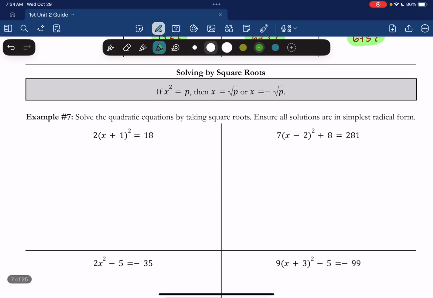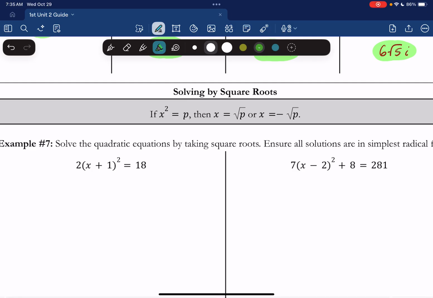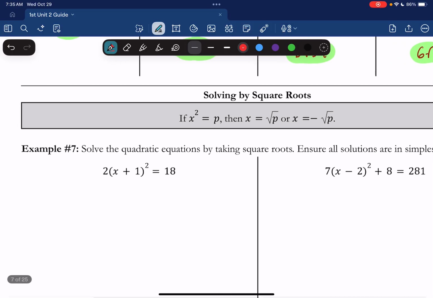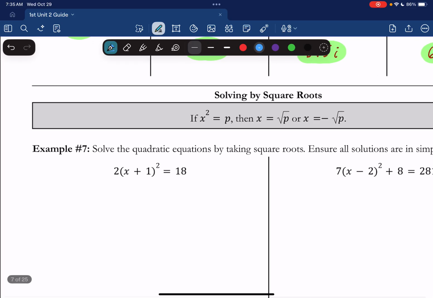All right, now solving by the square root method. So what we do when we solve by the square root method is we look at our quadratic and we see, is there no x term? So you use this when your b value is 0. If I think of standard form that we worked with when factoring, it is ax squared plus bx plus c. We use this method when your b is 0, so when there is no middle term.